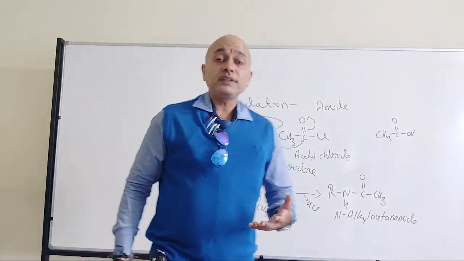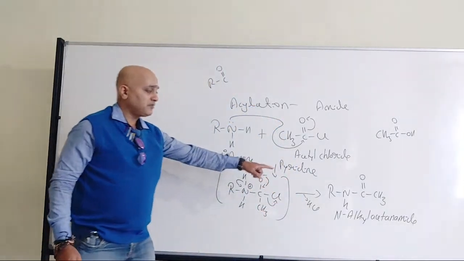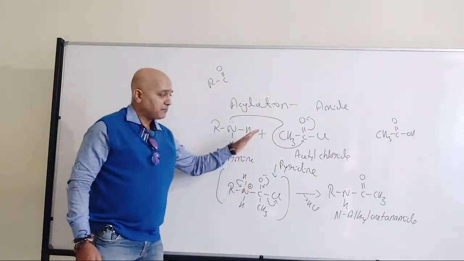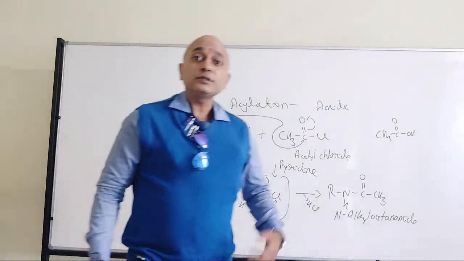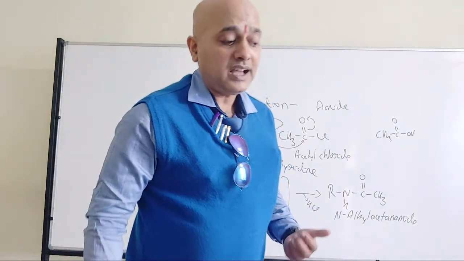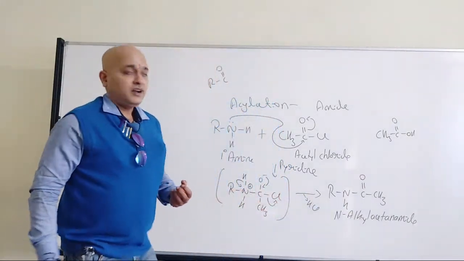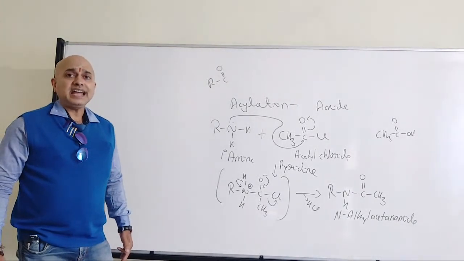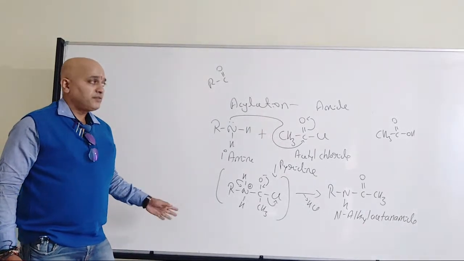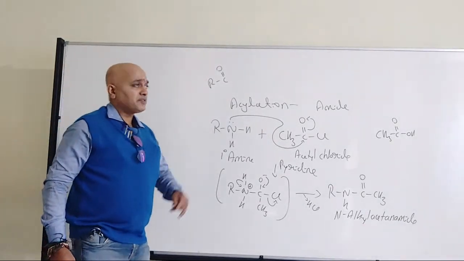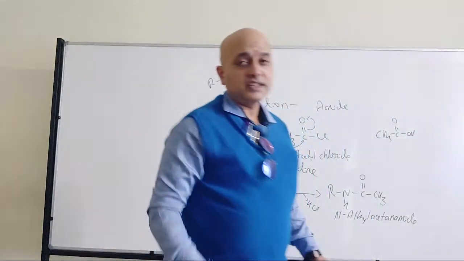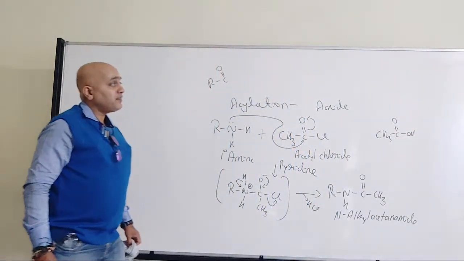What is the role of pyridine? It will neutralize whatever HCl is getting formed, so that this reaction can happen fast. That is the role of pyridine in this particular reaction. All of you have understood? That's where we have the reaction. So what is the end result of acylation? It will lead to the formation of amides.